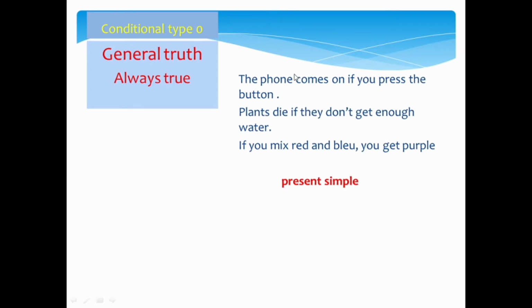Notice that here we use comes on, press, die, get or don't get, mix, get. So this is present simple. We use present simple in conditional type 0. Notice that if we start with the main clause and use if in the middle, then we don't use a comma between the first sentence and the second sentence. But if we start with if, then we must put a comma between the first sentence and the second sentence.